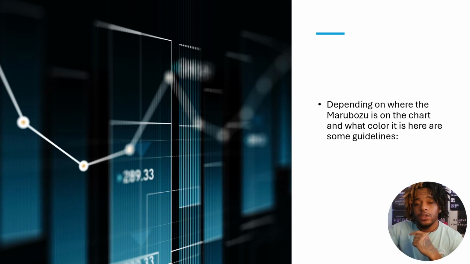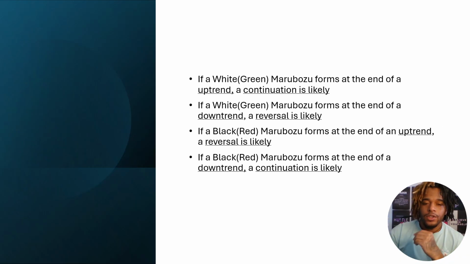So, depending on where the Marubozu is on the chart and what color it has, there are certain guidelines to it. If a green Marubozu forms at the end of an uptrend, a continuation is likely. If a green Marubozu forms at the end of a downtrend, a reversal is likely. If we have a red Marubozu and it forms at the end of an uptrend, a reversal is likely. And if we have a red Marubozu that forms at the end of a downtrend, a continuation is likely.